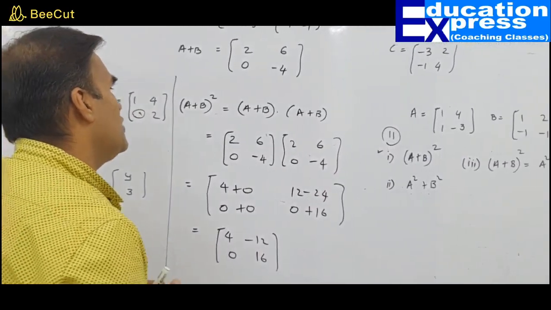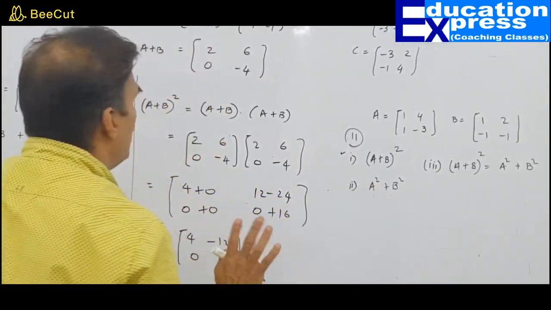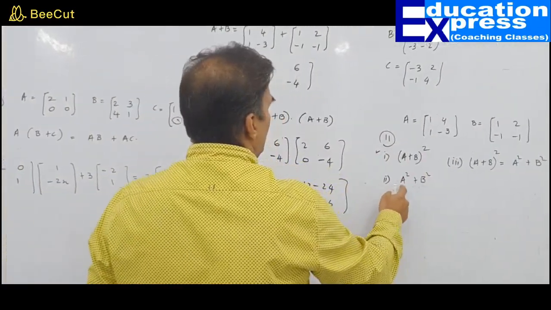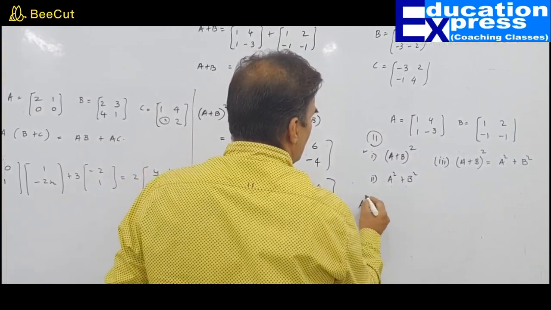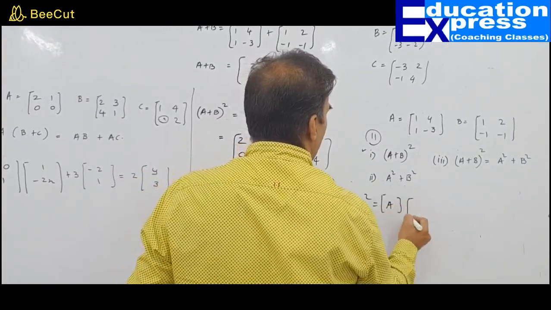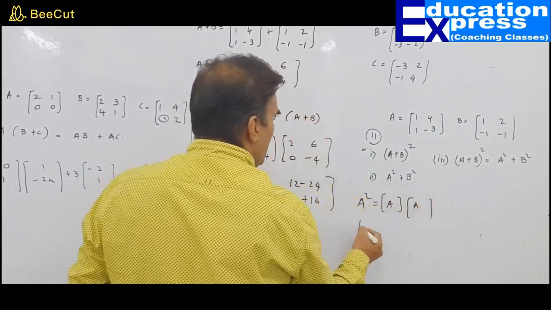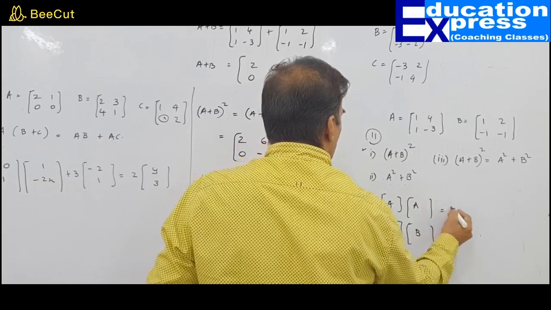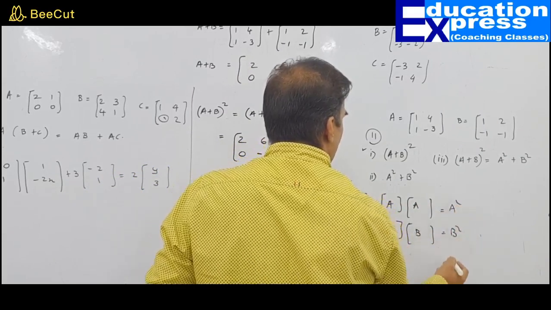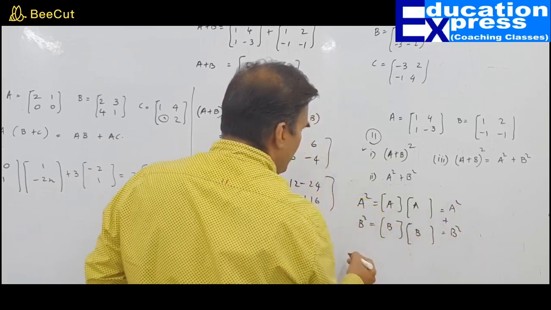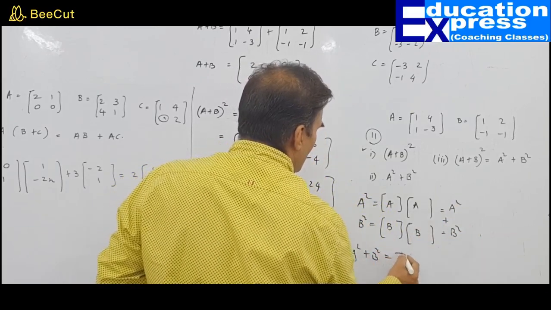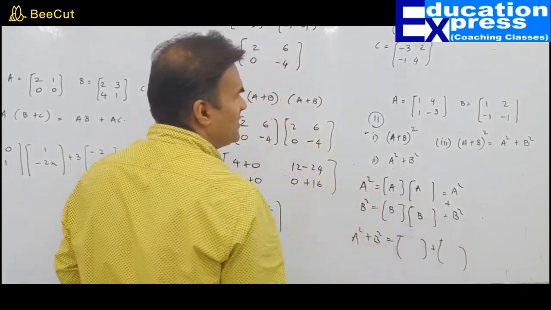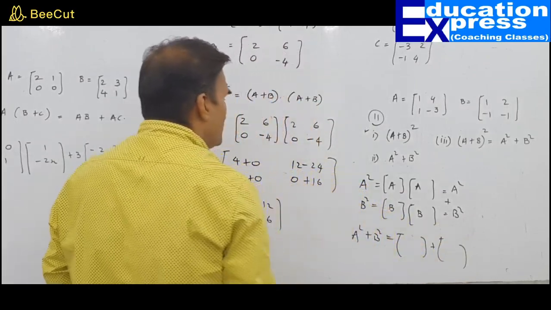Second part, they are asking us to find the value of A square plus B square. I am not going to do this part for a simple reason: you know how to find out the value of A square. How do we go about it? Sir, A square would be matrix A multiplied with matrix A. Absolutely right. B square would be matrix B multiplied with matrix B. So here you get A square, here you get B square. Can we add them? Of course, sir. So A square matrix plus B square matrix would be the addition of the first matrix and the second matrix, and then you can get the value of A square plus B square.